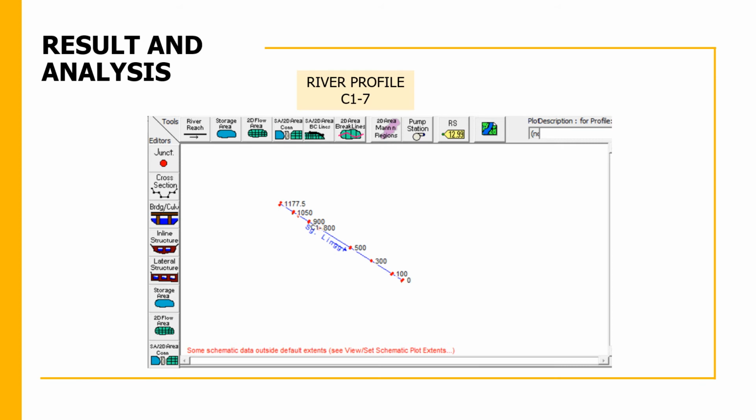As you can see from the slide, this is the river profile. For our group, which is C17, the chainage starts from 0 for the downstream, then 100, 300, 500, 800, 900, 1050 and 1177.5. This is the upstream.